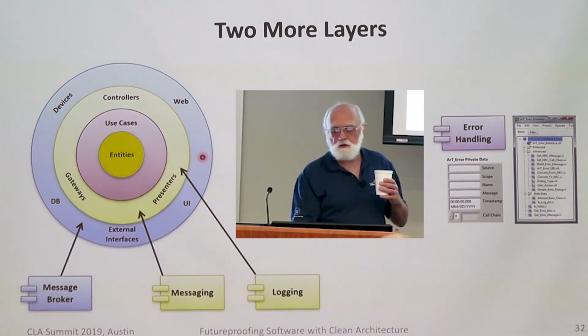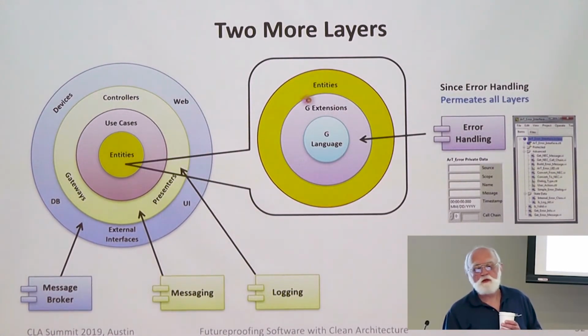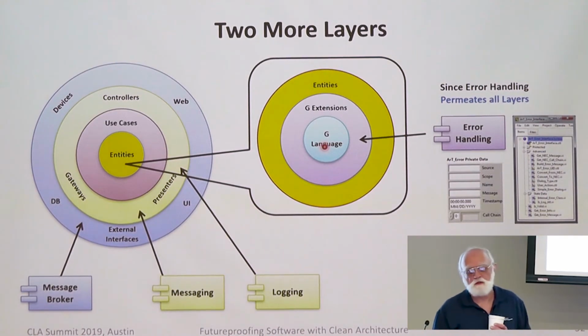So my thinking is that you need to introduce an extra layer, which is G extensions, and you should put only really stable classes out here. And in this way, as Steven mentioned, you have the G language, and we always depend on the G language.